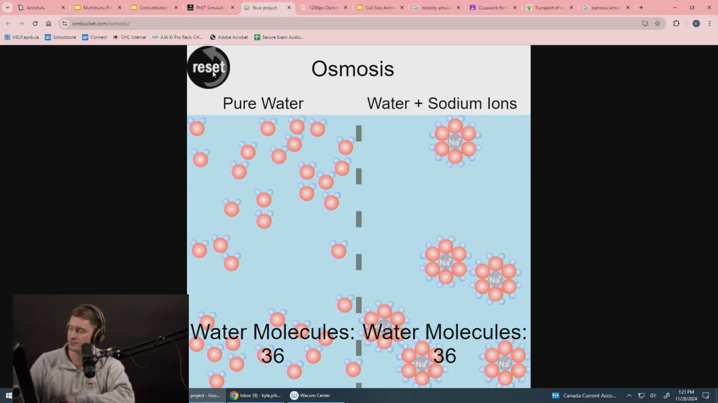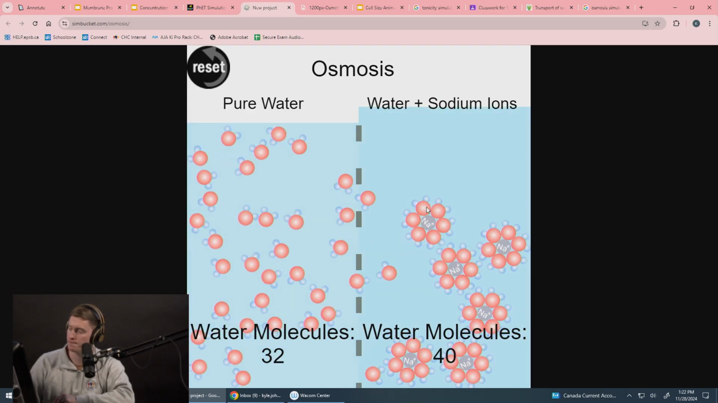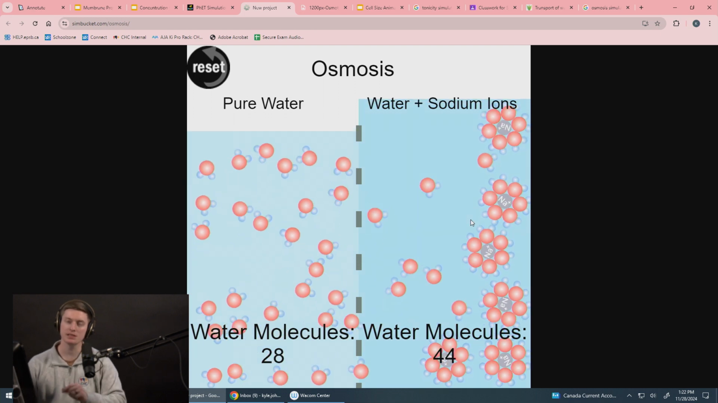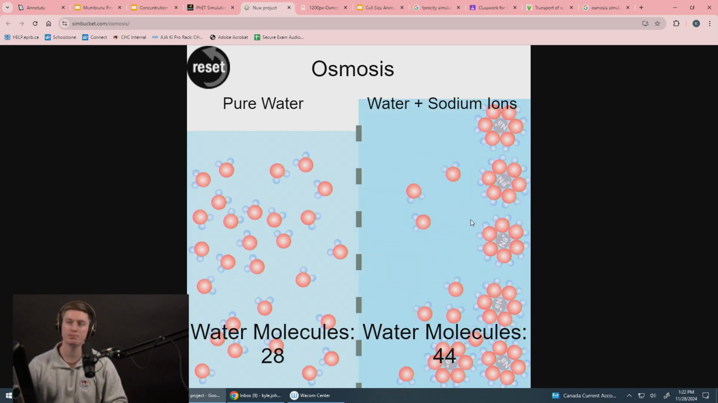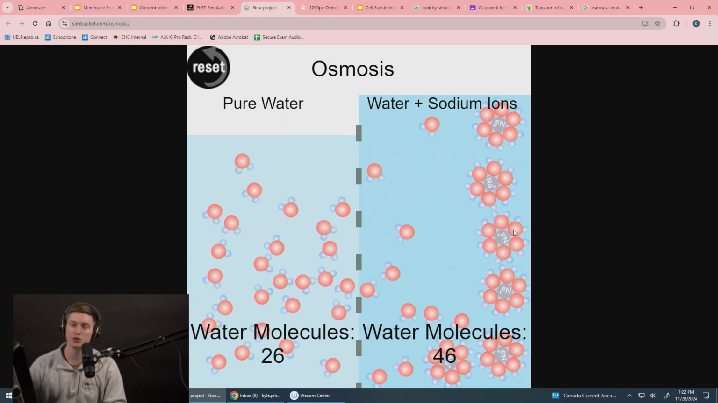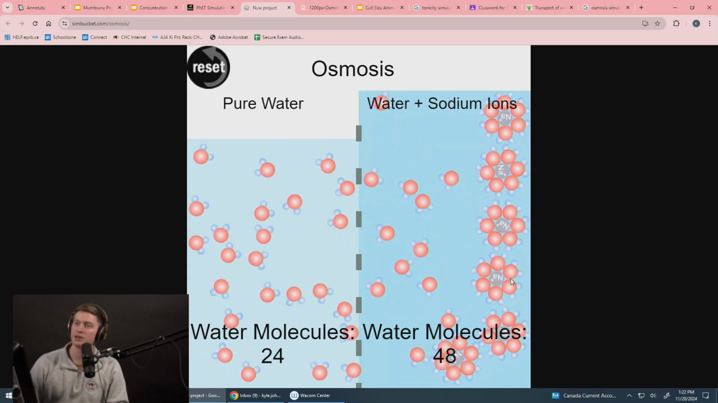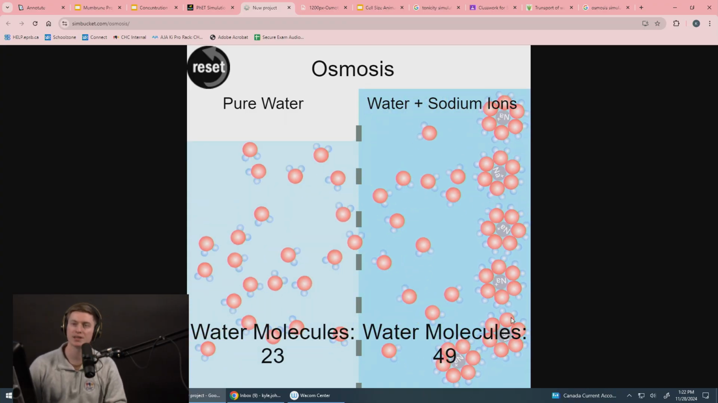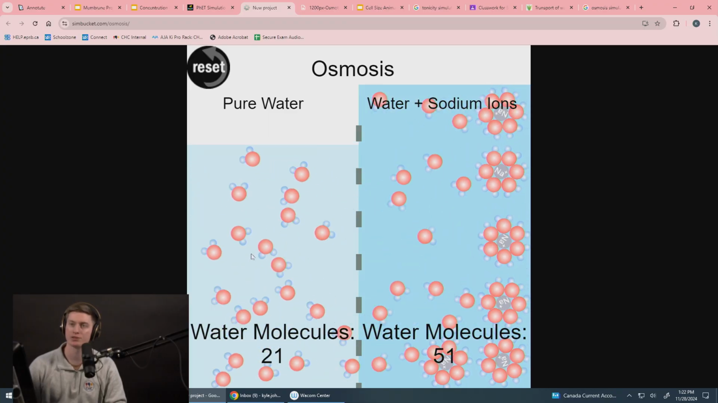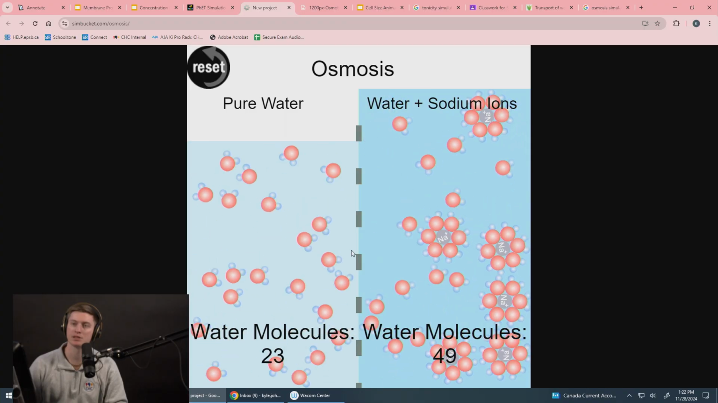Right here, in this little simulation, we have pure water on one side of a membrane, and then we have water and sodium ions on the other side of the membrane. This is a little bit beyond Science 10, but it helps explain what's happening here. The water molecules are going to associate with whatever solute is dissolved in them. So these water molecules that are associating with the solute can't actually cross over the membrane back to the pure water side, which means that they don't have the freedom to move across the membrane.